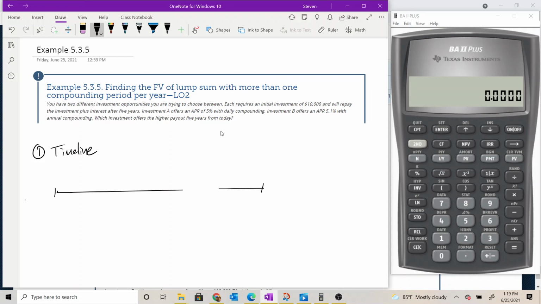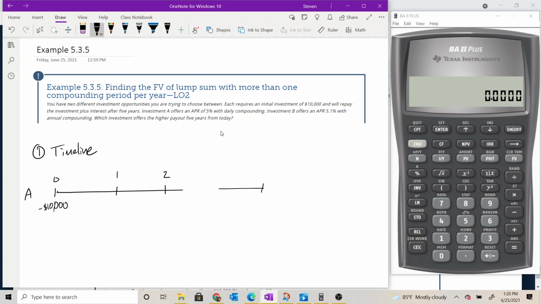All right, and let's say this is investment A. With investment A, we're going to have a cash outflow today of $10,000. We adopt the perspective of the person making the investment. And then this guy isn't going to make any payments. The value is just going to sit there, but it is going to be credited interest every day. So the compounding frequency with this one is daily.